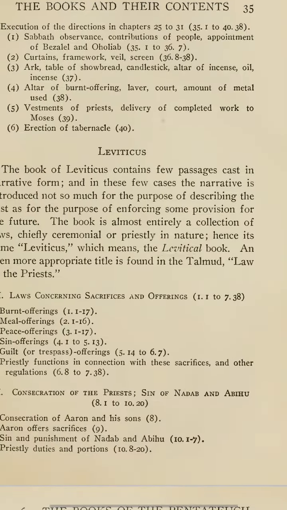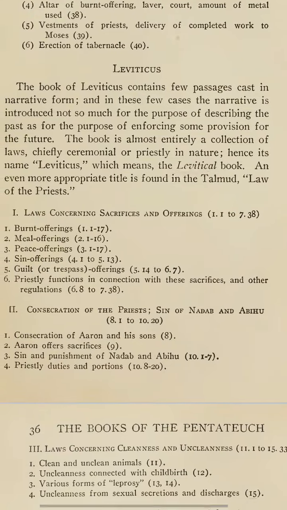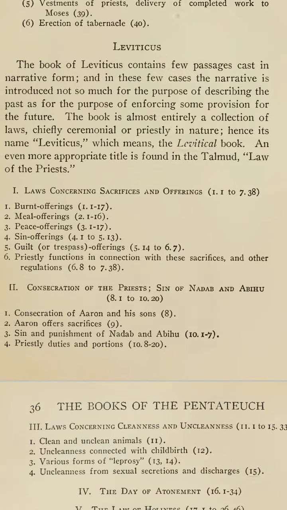Now this is the execution of the directions in chapters 25 to 31. The Sabbath observance, contributions of the people, appointment of Bezalel and Oholiab, curtains, framework, veil, screen, ark, table, showbread, candlestick, altar of incense, oil, incense, altar of burnt offering, laver, court, amount of metal used, vestments of priests, and delivery of completed work to Moses, erection of the tabernacle.